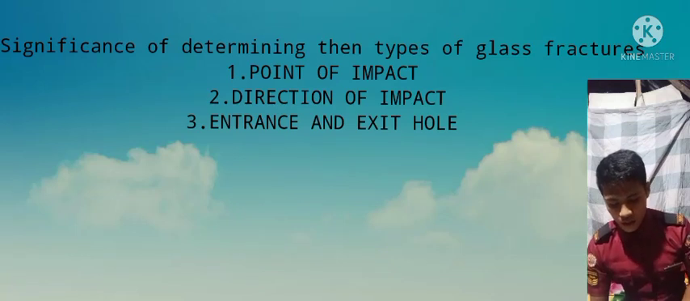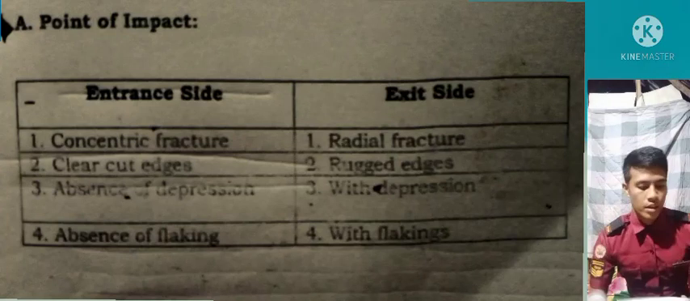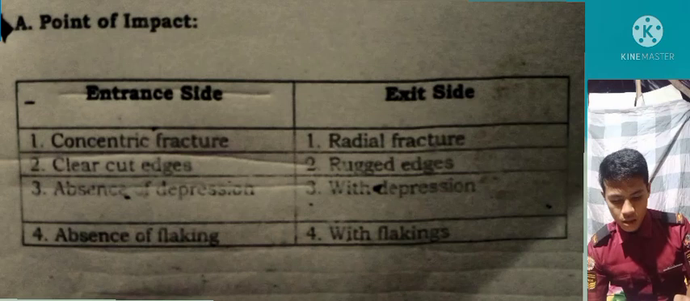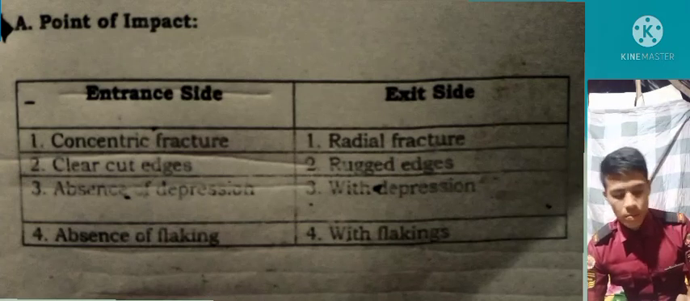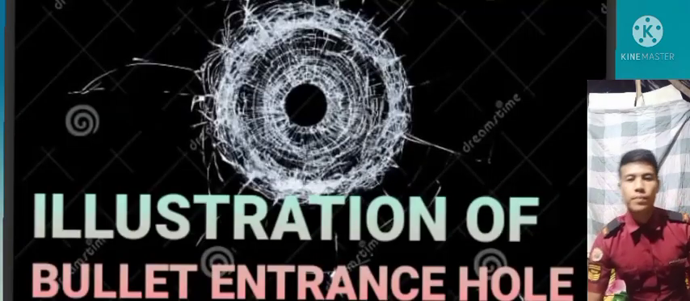And this is the example of point of impact. The entrance side, which is called concentric fractures, has a clear cut edge, absence of depression, absence of flaking. The exit side, which is called radial fractures, has a rough edge with depression with flakings.